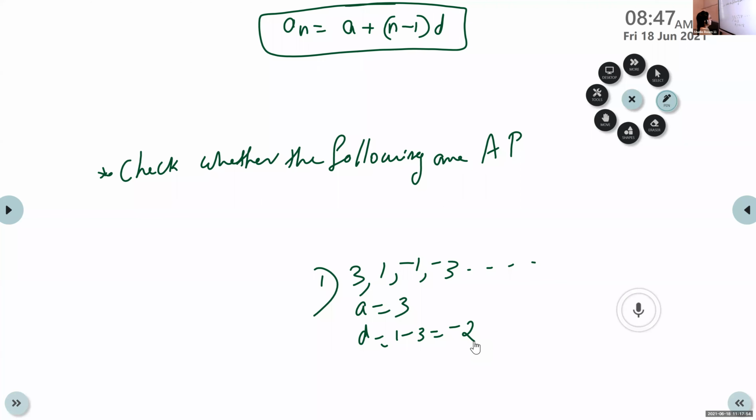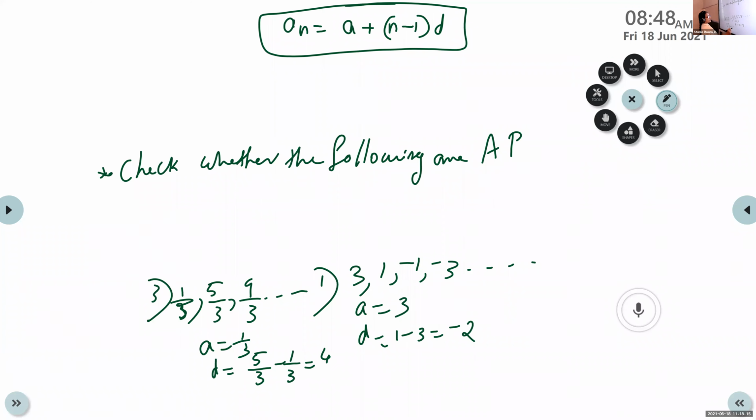Third question, 1 by 3, 5 by 3, 9 by 3, 13 by 3, etc. So A is 1 by 3. D is 5 by 3 minus 1 by 3, the second term minus the first term, which is 4 by 3. After 9 by 3 comes 13 by 3. No problem, it is a sequence. Anyway, we just need two numbers to get its common difference.